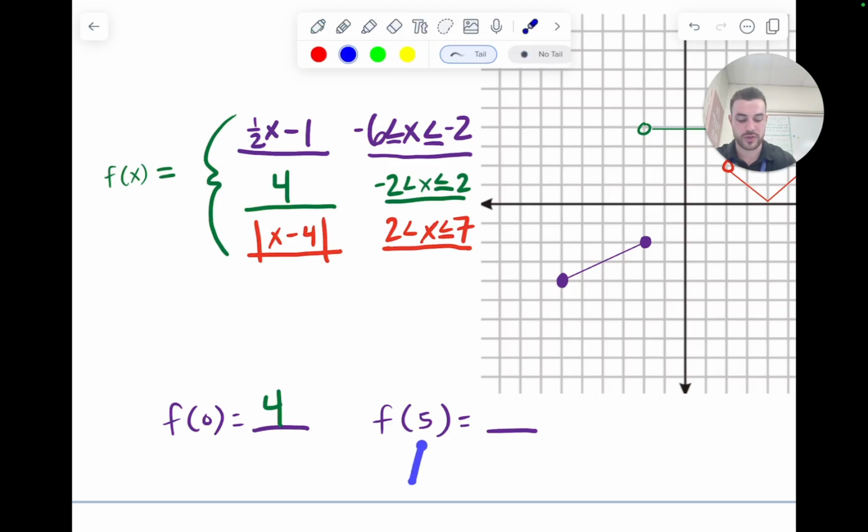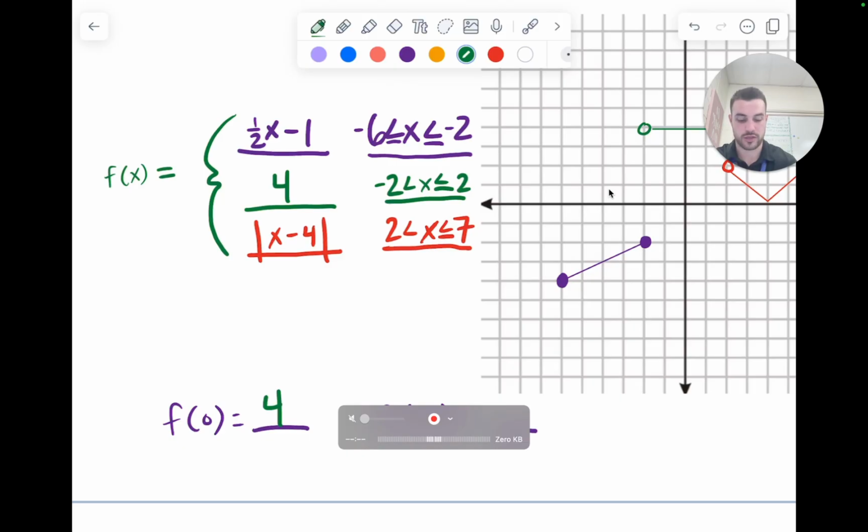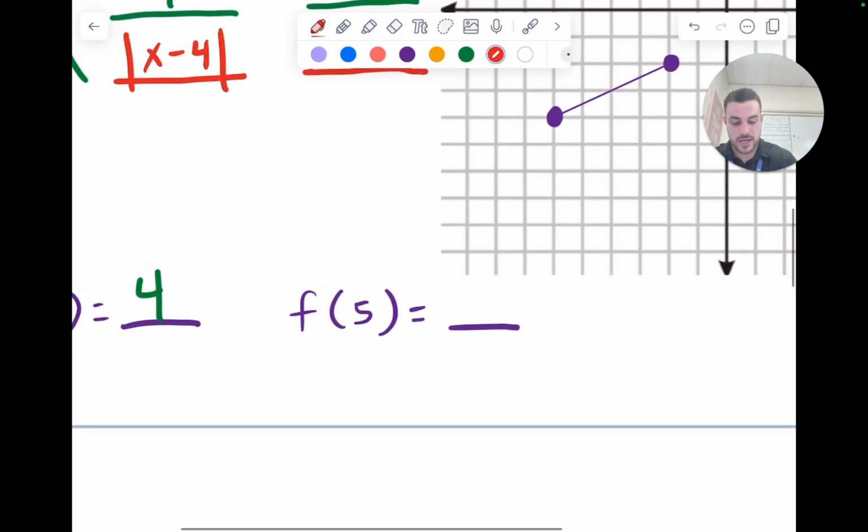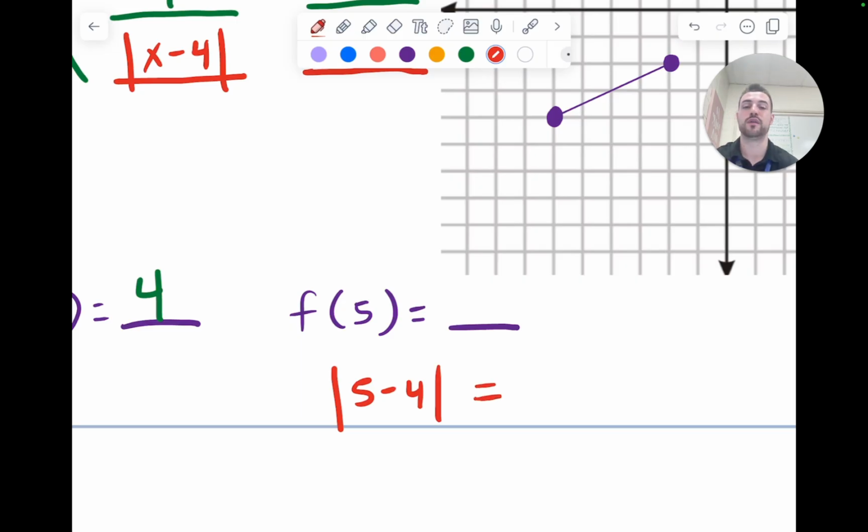The next one is going to be pretty similar. I want to plug in 5. I got to figure out, does it fit into this domain restriction? No. Does it fit into this one? No. It fits into our last domain restriction. So what I want to do is take this equation, which I can do on the bottom here to make this a little bit easier for us. And I am just going to plug in 5. So I have the absolute value of 5 minus 4, which is the absolute value of 1, which is 1.